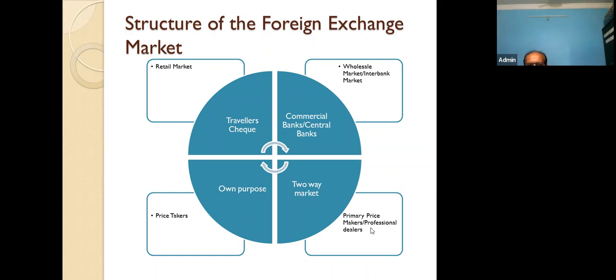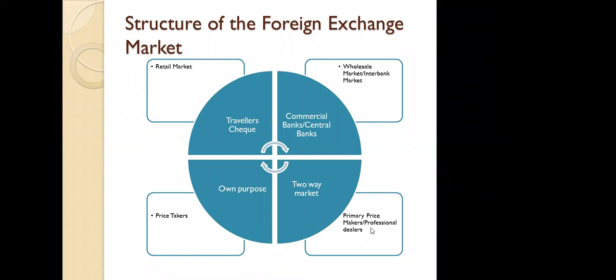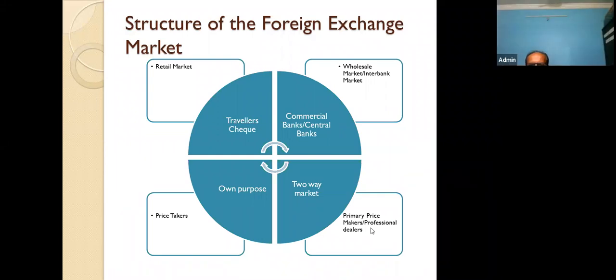What is the next word after primary price maker? Professional dealers. Yeah, professional dealer. So primary price makers are also known as professional dealer. Now, who are they? They are the mediator in this foreign exchange market. And what they do? They deal with a two-way market. Now, what is two-way market? This professional dealer, they buy foreign currency as well as they sell foreign currency. So that is known as two-way market.